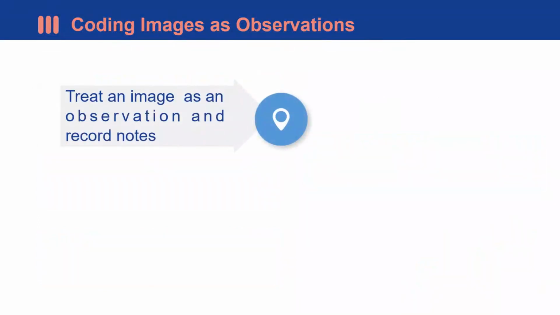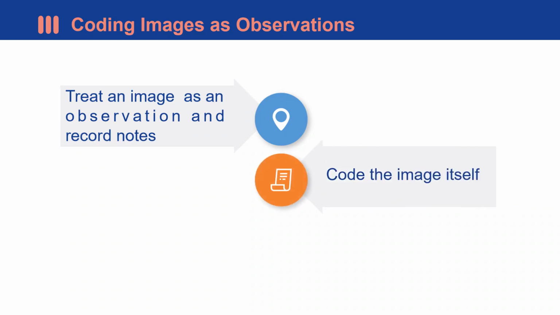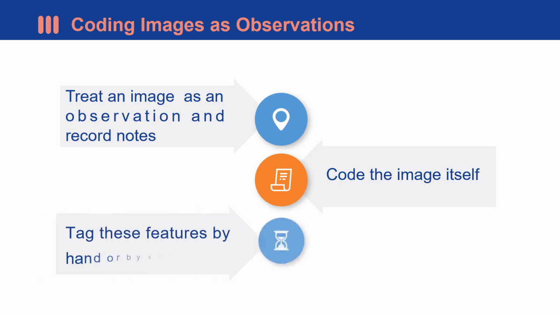As mentioned, one option is to view an image as an observation and record notes about the image. The notes then become the data source for the coding process. However, the researcher can also code the image itself by looking for unique features, the presence or absence of something, or something about the shot itself. The researcher can tag these features by hand or by using a computer-assisted qualitative data analysis software application.